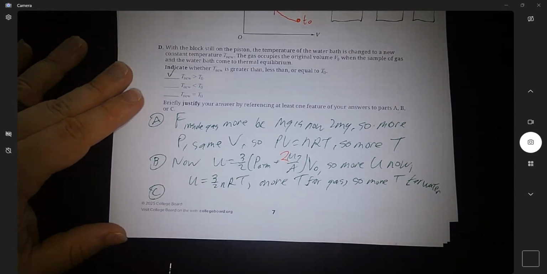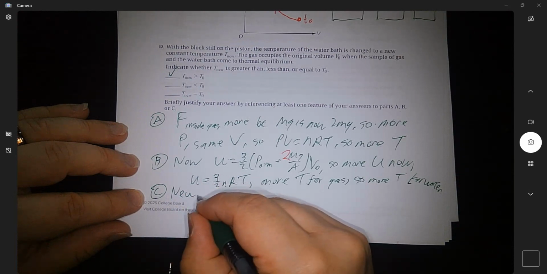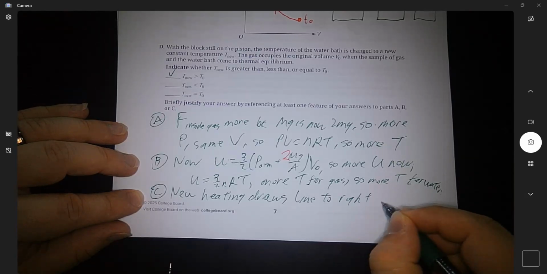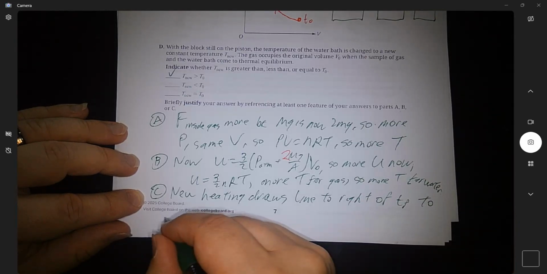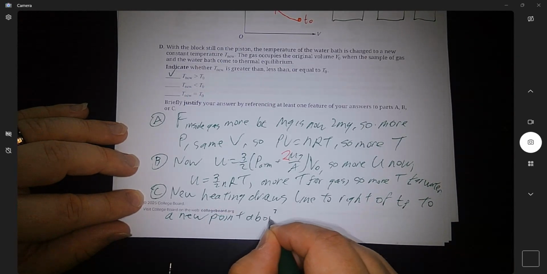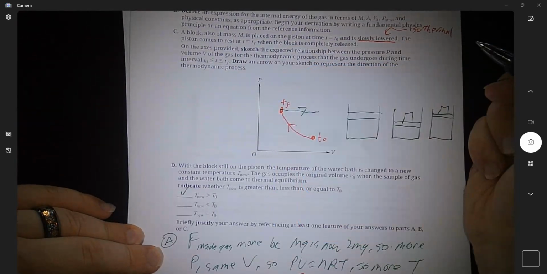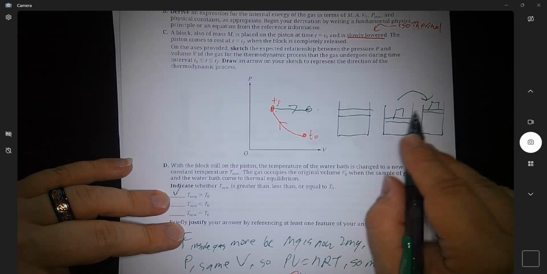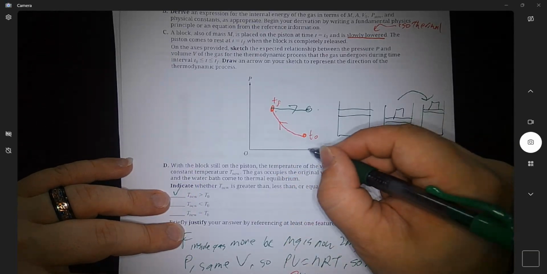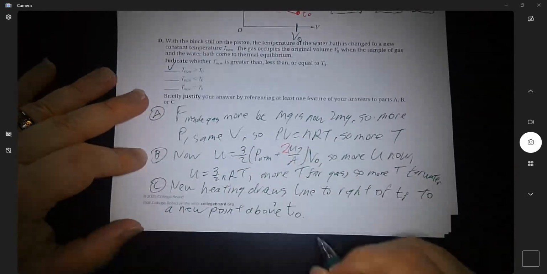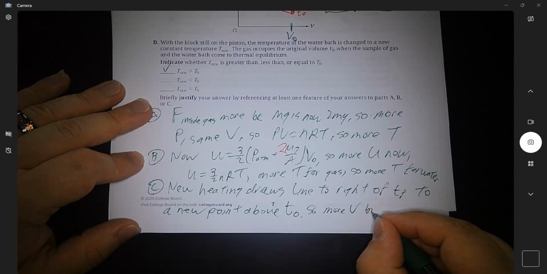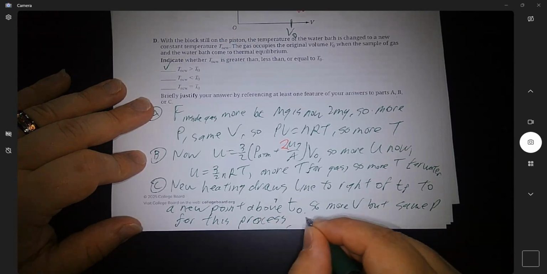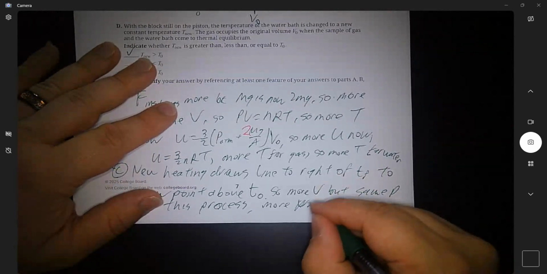Okay. And then for C, I'm going to say the new heating draws a line to the right of T final to a new point above T naught. In other words, it's going to draw this right there. So from this to this is this process. It's constant pressure because the same weight is pushing down of the block and the piston, but the volume expands out to the original V naught, right? So more V but same P for this process, right? So more volume. Okay, more temperature is what we're going for there.